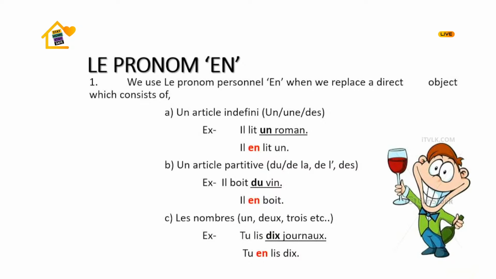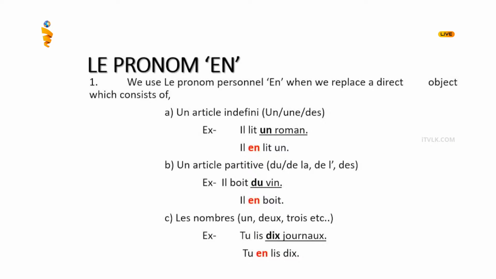Now we are going to look at le pronom en. Why do we use le pronom en? We use le pronom en when we replace a direct object which consists of un article indéfini, un article partitif, les nombres et les expressions de la quantité. In other words: indefinite article, partitive article, numbers, or quantity expressions. I'm going to give some examples.